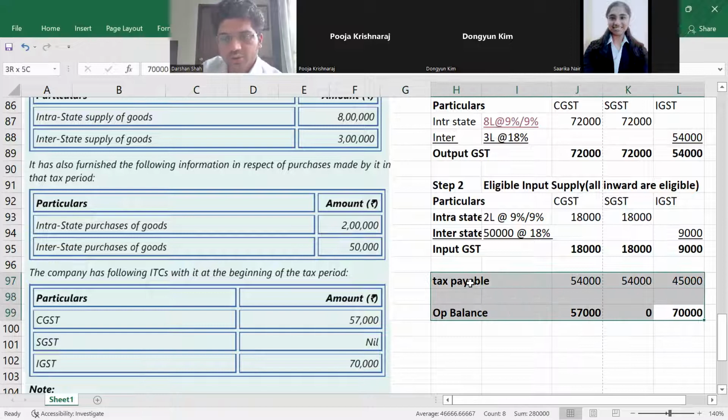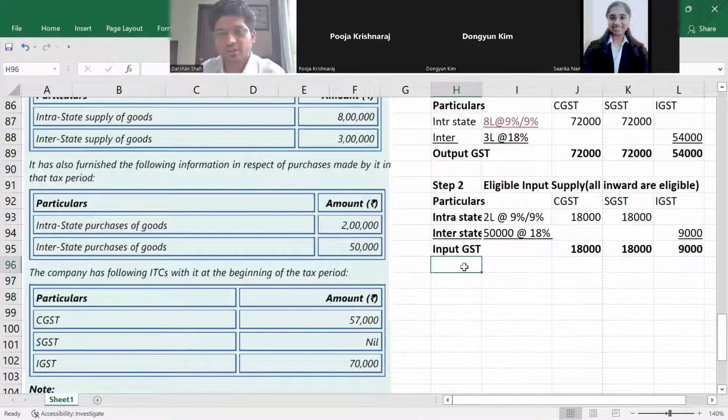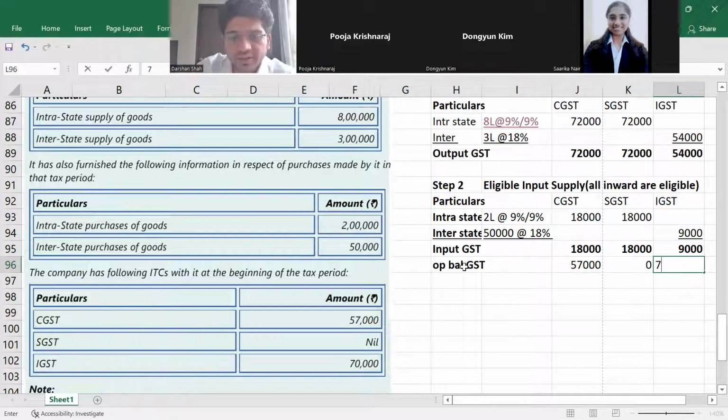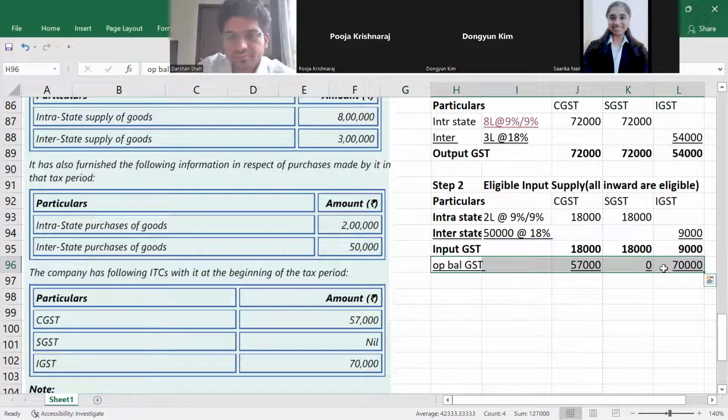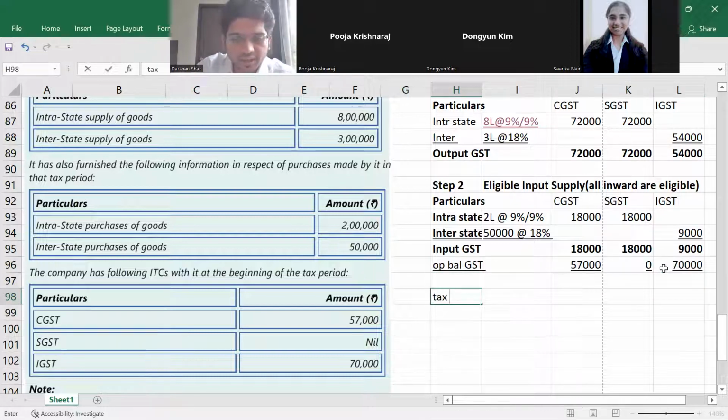So what you guys can do, instead of over this thing, I'll just write opening balance of GST. Opening balance of GST was how much? 57. This was 0 and this was 70, correct? And then we will calculate the tax payable, right? So my tax payable is how much?